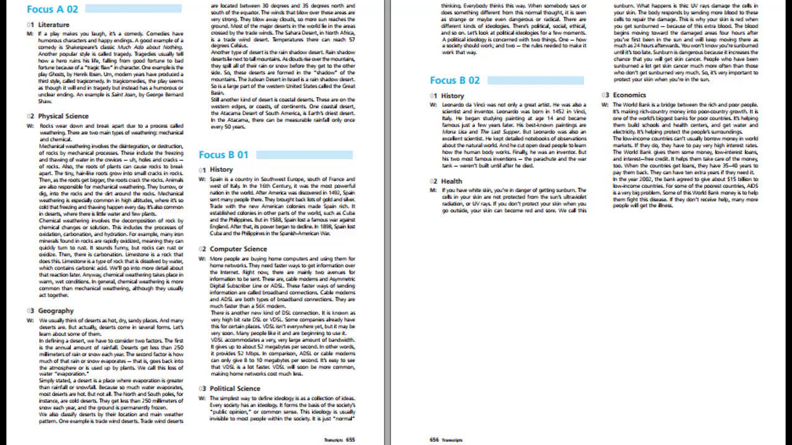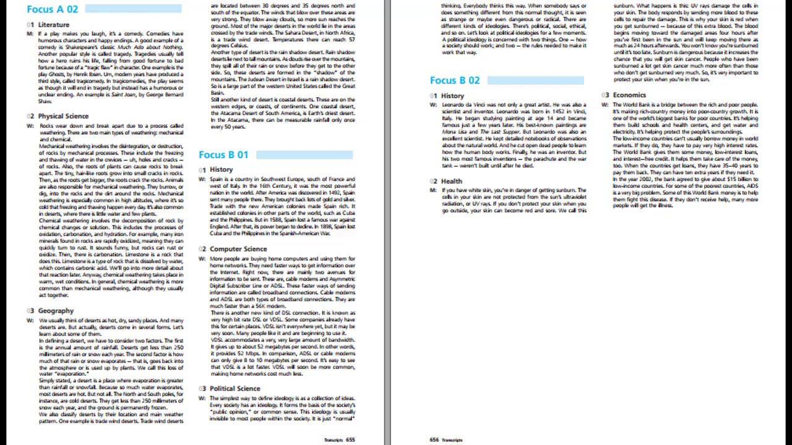Two, computer science. More people are buying home computers and using them for home networks. They need faster ways to get information over the Internet. Right now, there are mainly two avenues for information to be sent. These are cable modems and asymmetric digital subscriber lines, or ADSL. These faster ways of sending information are called broadband connections.